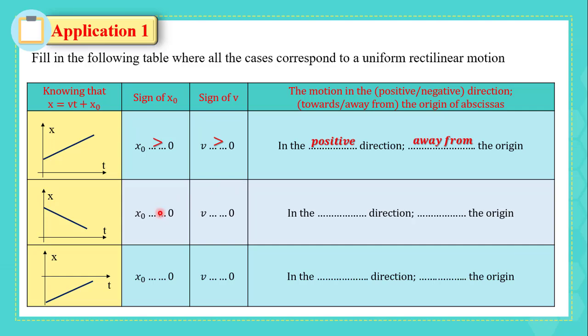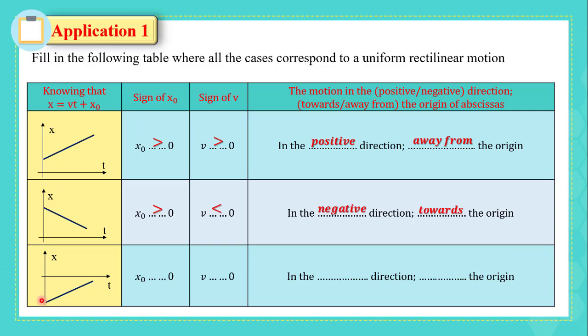In the second case, x0 is also positive, and since the curve is a decreasing straight line, its slope is negative, which means that v is negative. In this case, since v is negative, the object is moving in the negative direction, and since the value of the abscissa decreases, the object is moving towards the origin. It is decreasing from a positive value toward 0, so it is moving toward the origin.